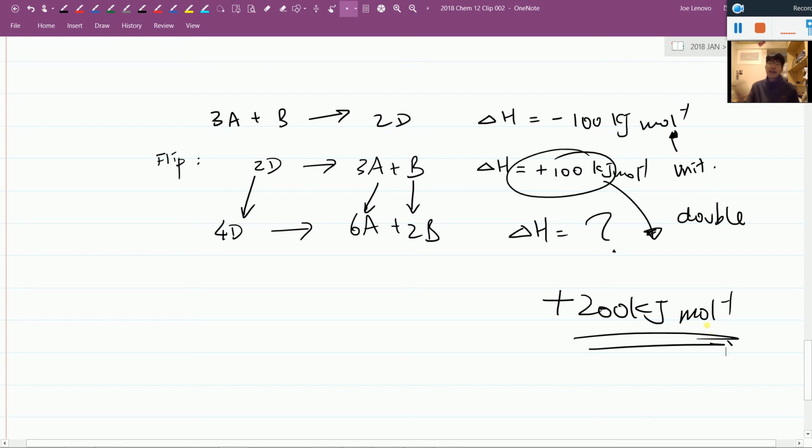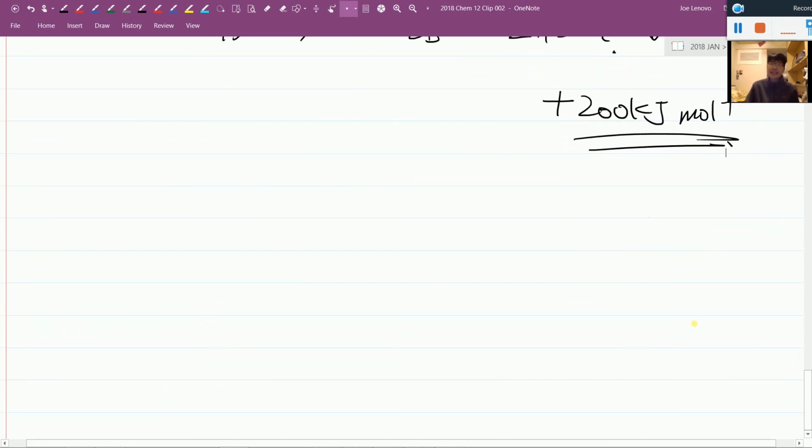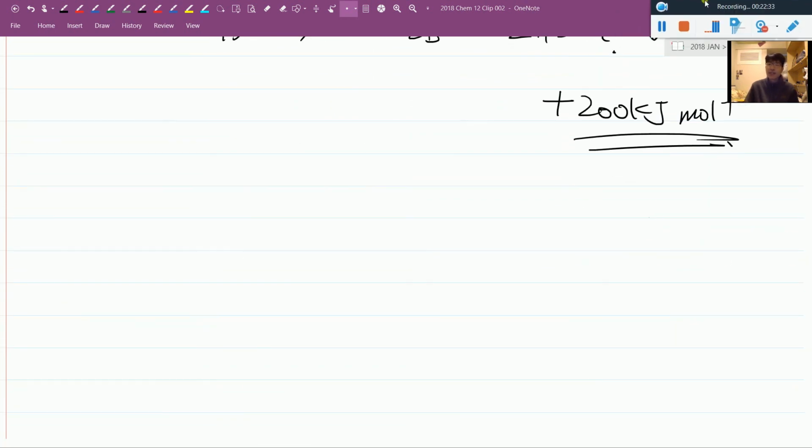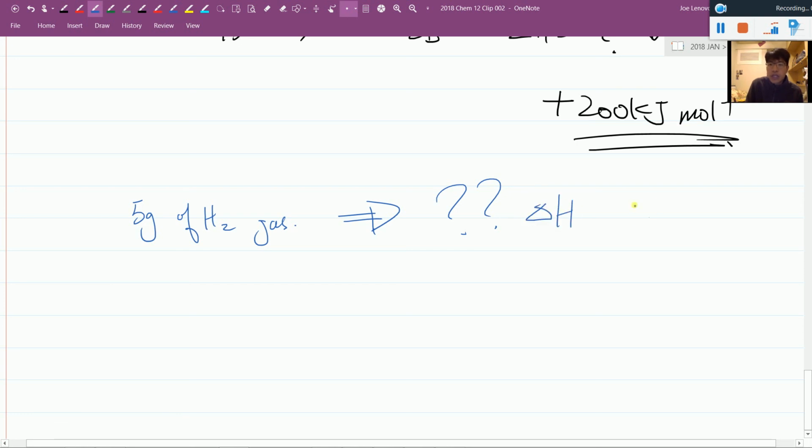Is it all good? So if that's all good, then I'd like you to do one last thing before I move on into the new topics. The one last thing is I'd like to give you 5 grams of hydrogen gas. I need you to find out, just put a question mark there, what would be the delta H in terms of kilojoules when it combusts. So when it's burning with oxygen gas.